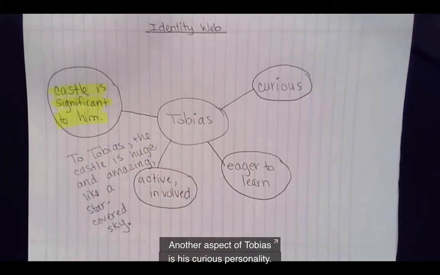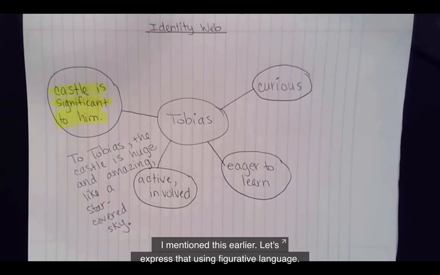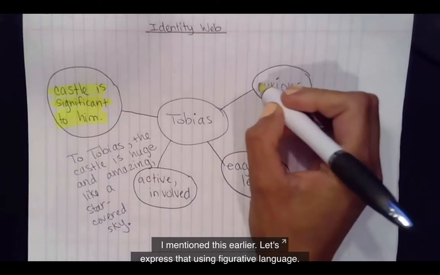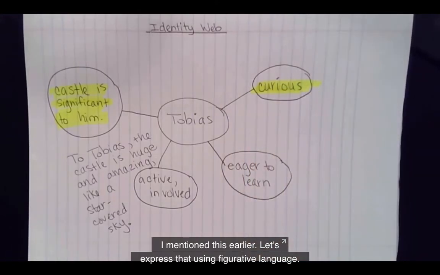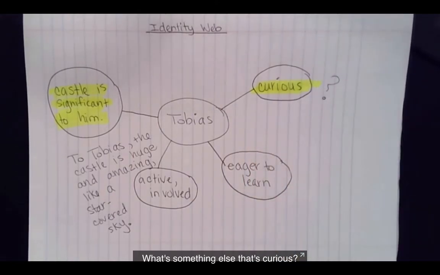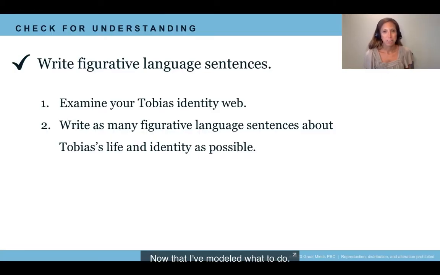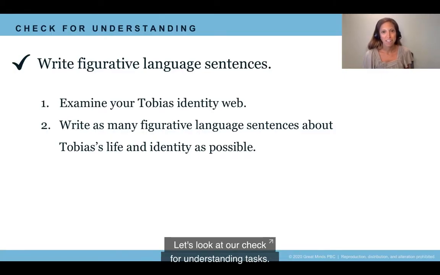Another aspect of Tobias is his curious personality. I mentioned this earlier. Let's express that using figurative language. What's something else that's curious? Now that I've modeled what to do, let's look at our check for understanding task.